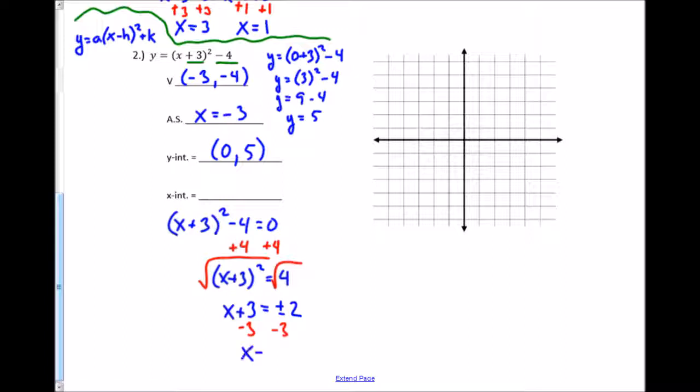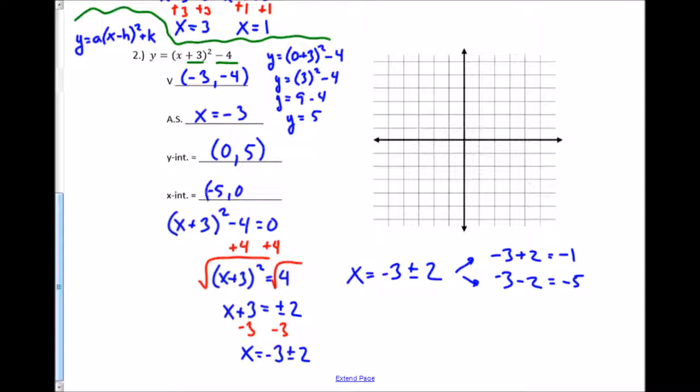So I find out that x equals a negative 3 plus or minus 2. But I wouldn't leave it like that. Since I have nice, neat numbers here, I can actually do the addition and subtraction here. This literally means two things. It means that I'm going to do negative 3 plus 2, which gives me a negative 1. It also means I'm going to do negative 3 minus 2, which gives me a negative 5. Okay? So my two x-intercepts are the negative 5, so it's negative 5 comma 0, and negative 1, so negative 1 comma 0. So now I'm going to plot all of this stuff.